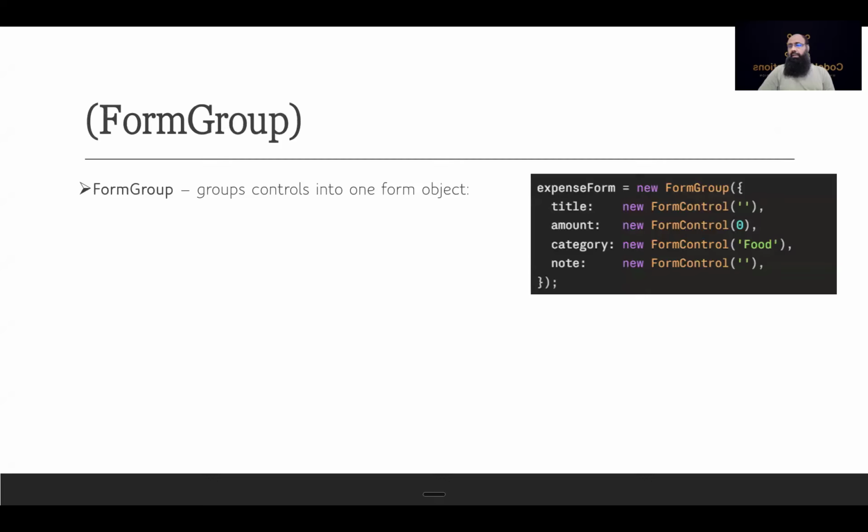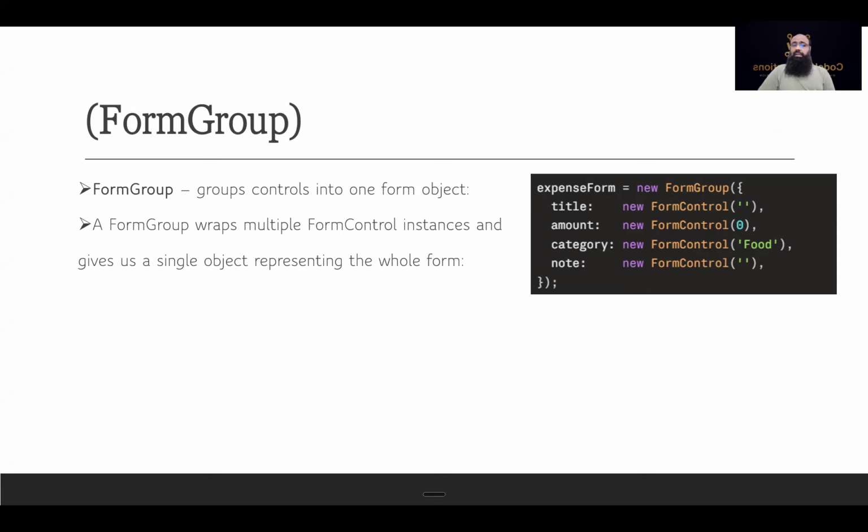How does it do that? Expense forms can be created using a new form group, and within that you can see there are multiple objects for title, new form control, amount, category, and note. So all are being grouped inside this. It wraps multiple controls, as I've already suggested, and gives us a single object representing the whole form. Now we can interact using the expense form and perform certain actions on top of that.